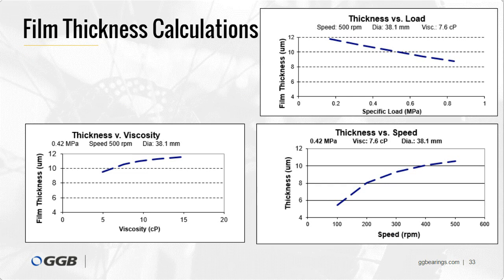On this slide, this is just a graphical representation of film thickness versus each individual parameter of load, speed, and viscosity. As we discussed earlier with viscosity and speed, for a given load, film thickness tends to increase as these parameters are increased. Meanwhile, film thickness tends to decrease as load increases for a given viscosity and rotational speed.